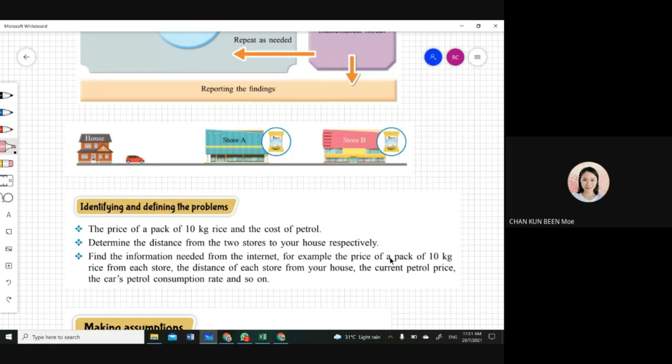For example, the price of a pack of 10 kg rice from each store, the distance of each store from your house, the current petrol price because the petrol price changes every week, and the car's petrol consumption rate and so on. So for example, a Hilux, if you compare it with a lorry or with a smaller car, the petrol consumption will be higher. So also you have to find out what kind of car you are using if you really want to calculate everything there. So this is under identifying and defining the problem. You define it, you identify it.